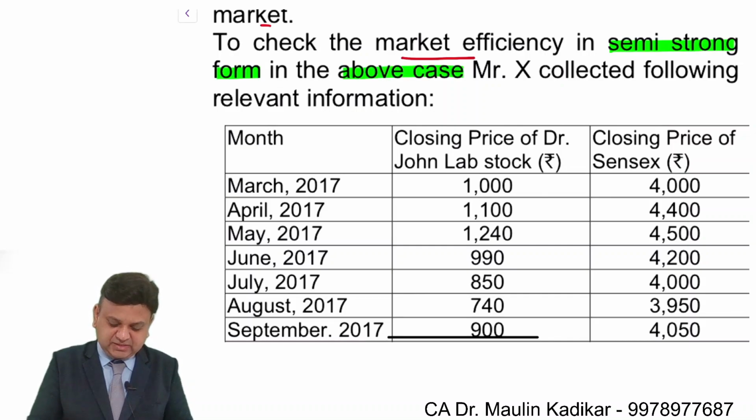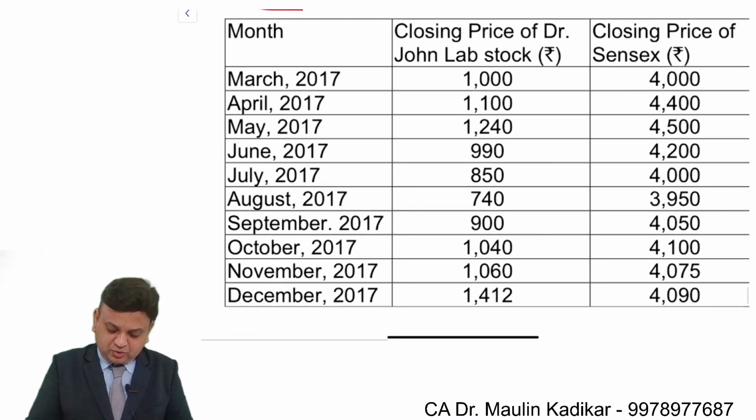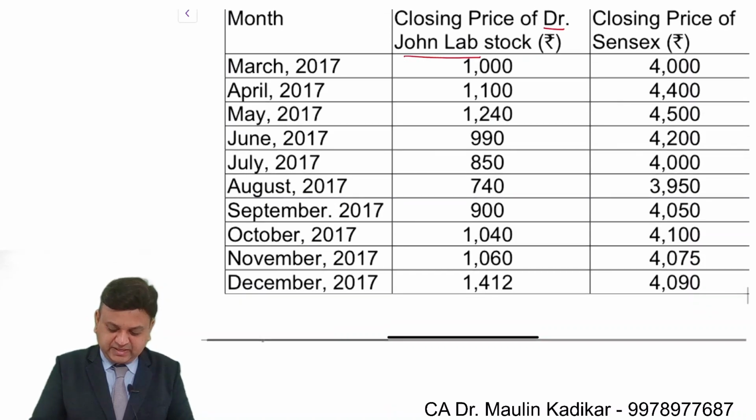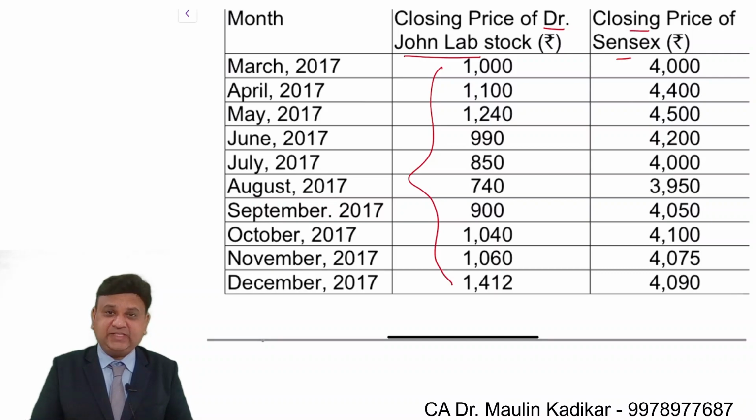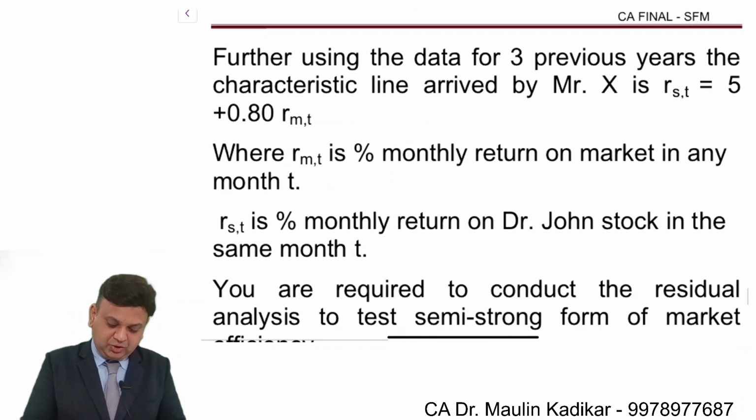In the above case, Mr. X collected the following relevant information: the closing price of Dr. John Lab stock, the closing prices have been provided to us, and the closing prices of the Sensex, which means the market information is given to us. Using the data for the 3 previous years, highlight the portion.